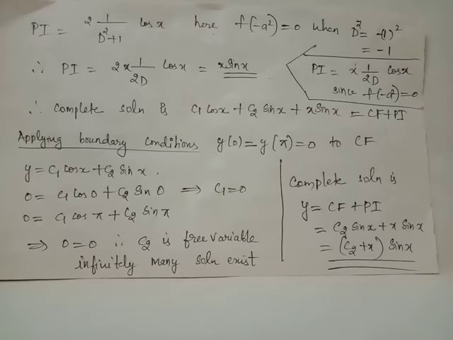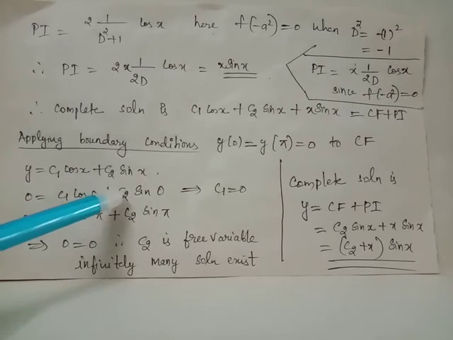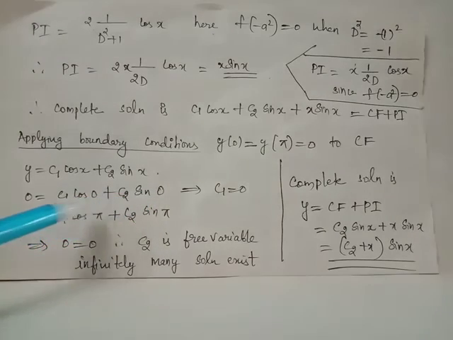We have the boundary conditions y of 0 equals y of pi equals 0. And our complementary function was y equals c1 cos x plus c2 sin x. Applying the boundary condition, we obtain 0 equals c1 cos 0 plus c2 sin 0. We have sin 0 equals 0 and cos 0 equals 1, from where we have c1 equals 0 obtained.